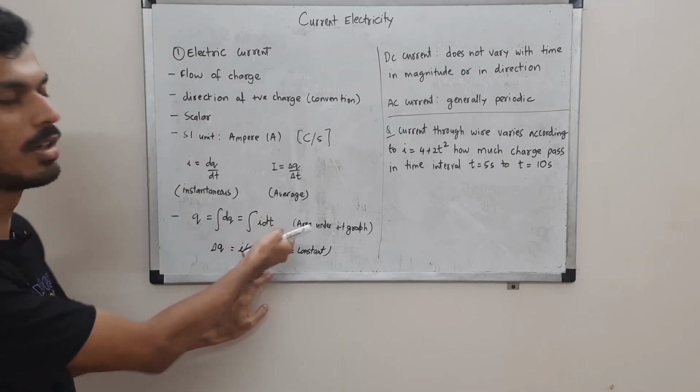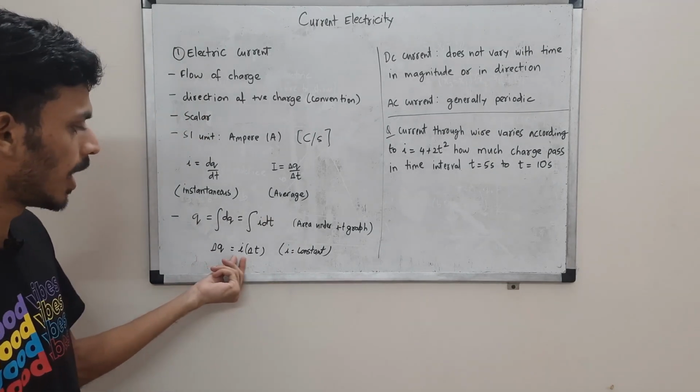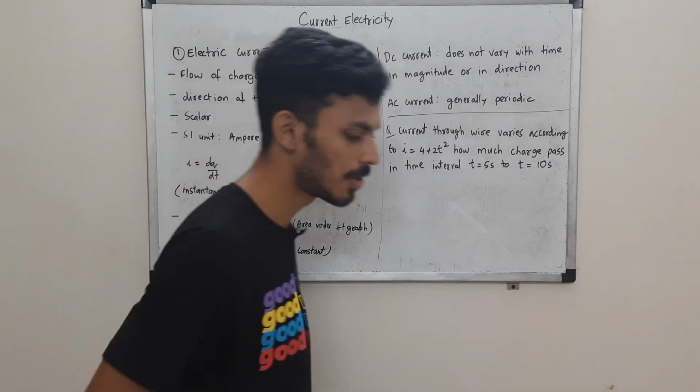If it's not constant, you go for the integration method. If it's constant, you just multiply the constant value with the time interval. Let's come to two types of current.